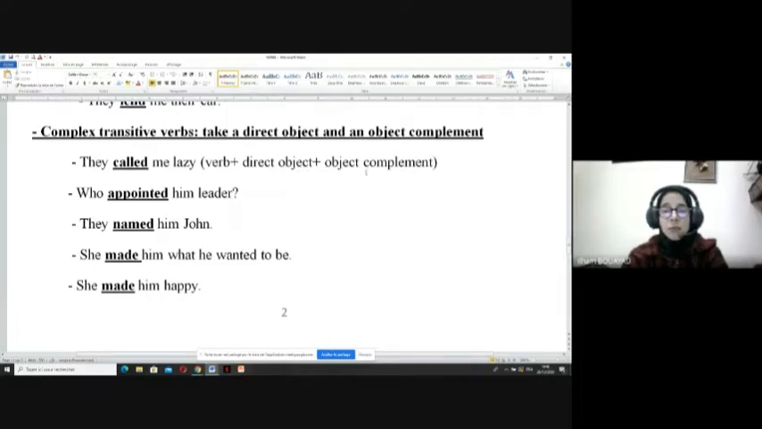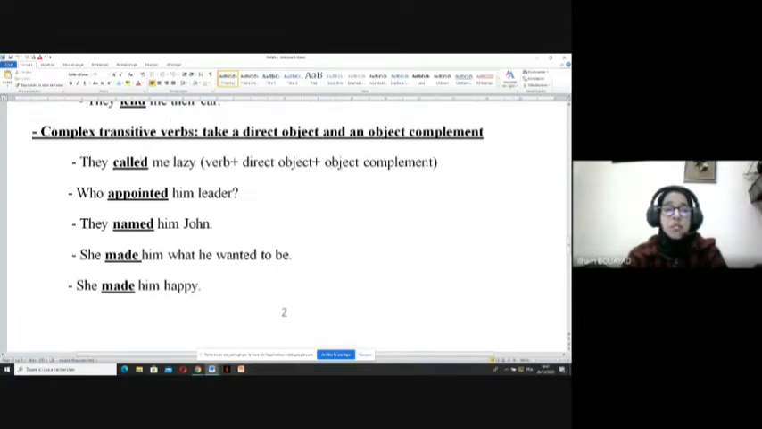The object complement is that element which is additional to the sentence, that element that we add to the sentence in order to complete the meaning of the direct object, or in order to add more meaning to the direct object. The object complement is more related to the direct object than the verb. Okay, so the object complement in here, they called me lazy.